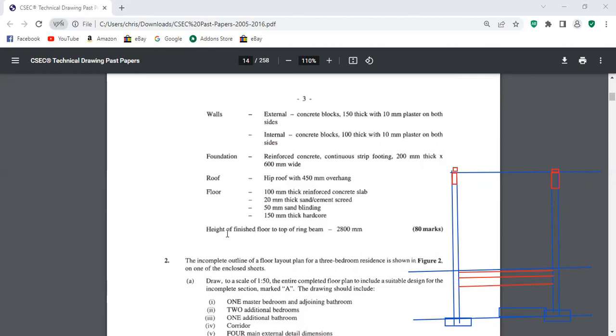The height from the finished floor to the top of the ring beam should be 2,800. So this speaks to this distance from here, from finished floor up to the top of the ring beam. This should be 2,800. All right. What else do we know? The overhang. The overhang should be 450.